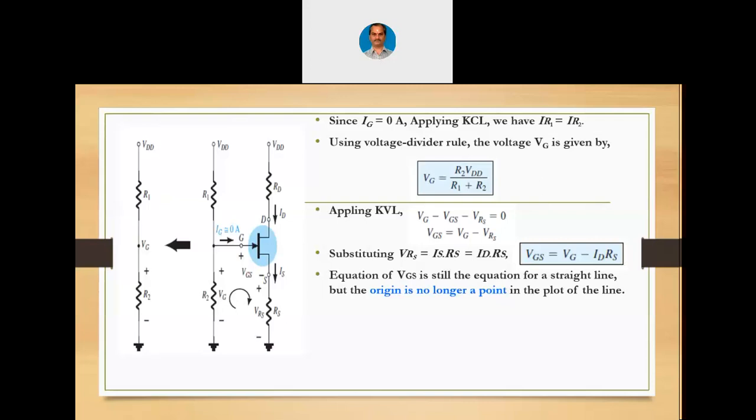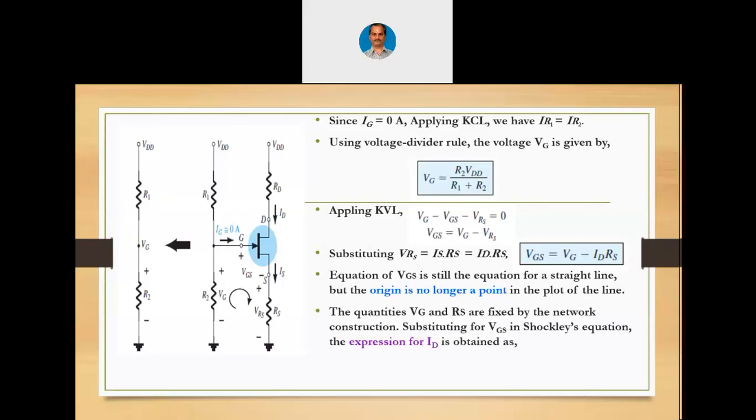Now we will have to find out a method in which how to plot the line now. We have to find out all the points on our own. By default, we will not have any single point. We will see that in the next class. So the quantities VG and RS are fixed by the network construction. VG is fixed, RS we already know. VG is fixed because R1 and R2 are fixed.